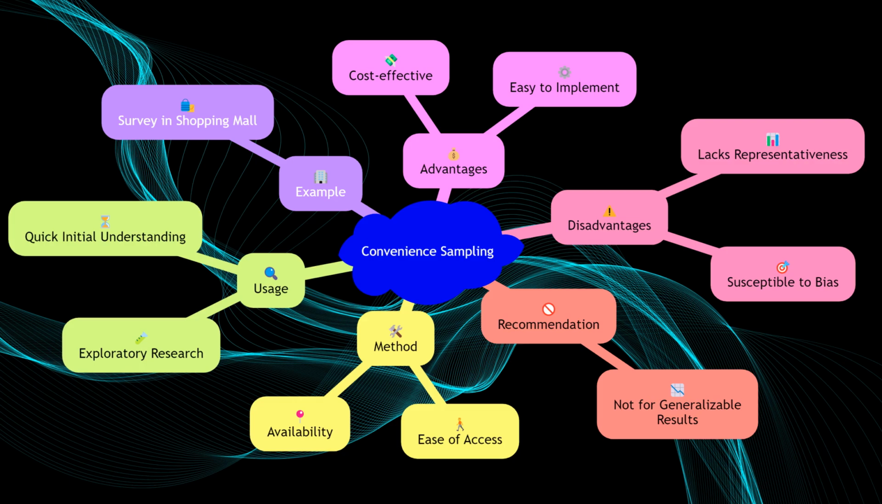While convenience sampling is cost-effective and easy to implement, it is highly susceptible to bias and often lacks representativeness. Therefore, it is generally not recommended for studies where the goal is to make inferences about the entire population.